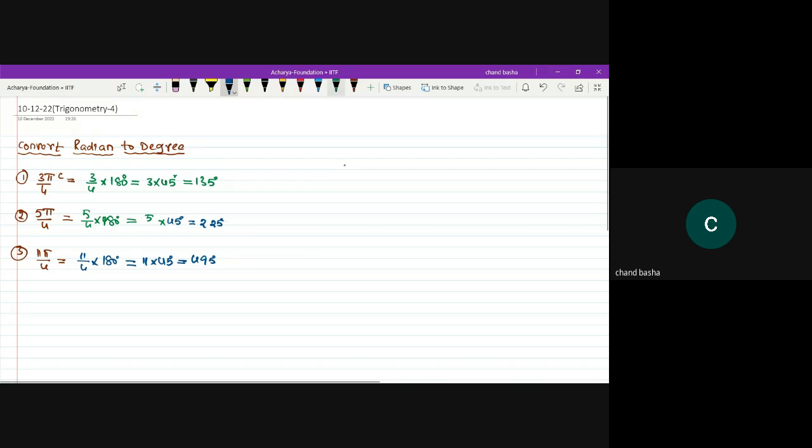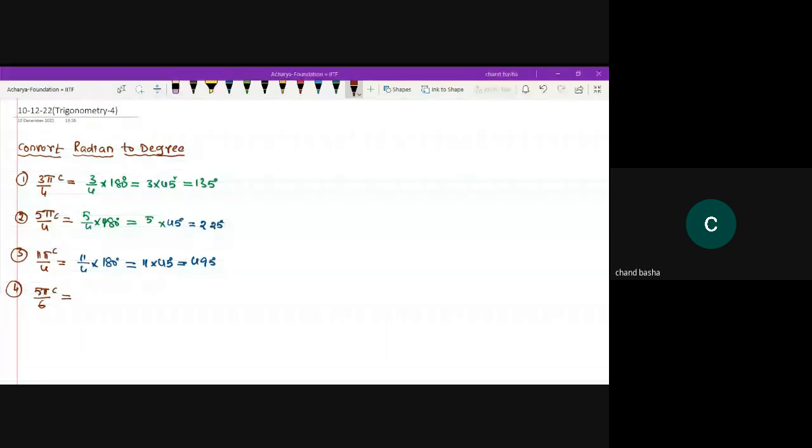These are the small concepts, guys. Let's have a few examples related to this concept. I'll try to give a few examples. Problem number 4. This is for you. 5 pi by 6. How much? Just you can post your answer. 5 pi by 6. As I said, there are no units, which means they are in the radian system.